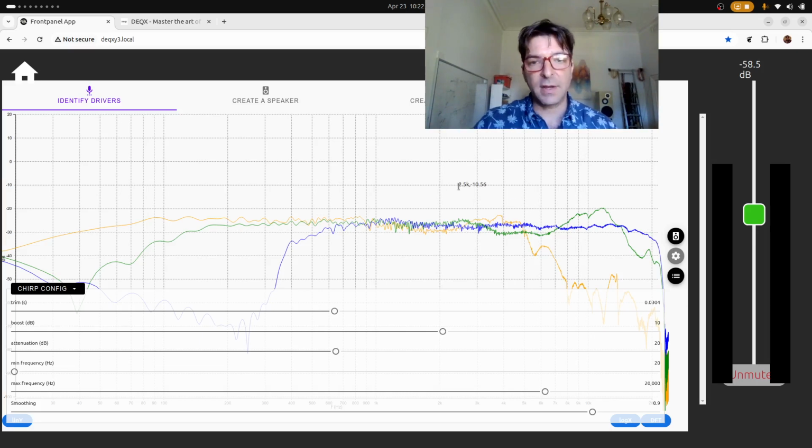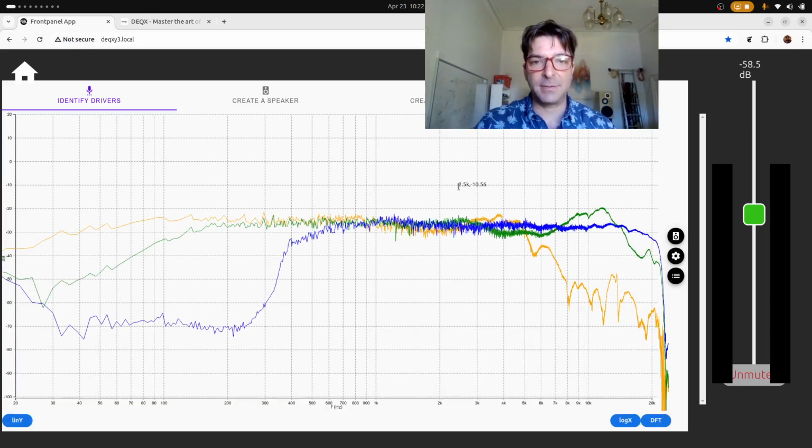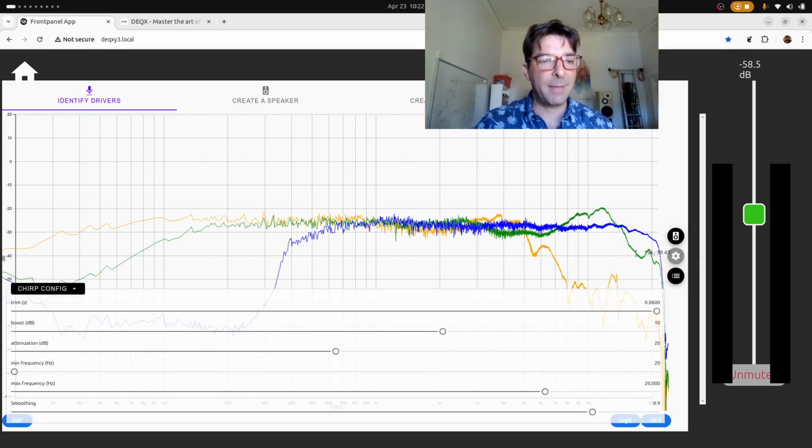I've already got a three-way system which I previously captured, and in this system I've gone to the chirp config or the setup parameters page, which is the middle icon on the right there. And we're now playing with the trim point. You can see with the trim point maximized, there's a very large amount of reverberation in this signal, and there's also a large amount of low frequency power in the signal.